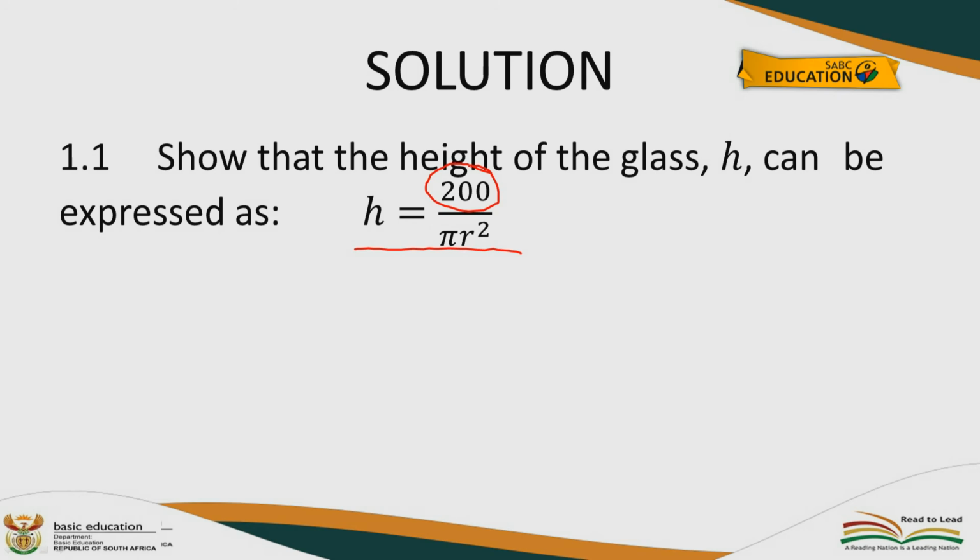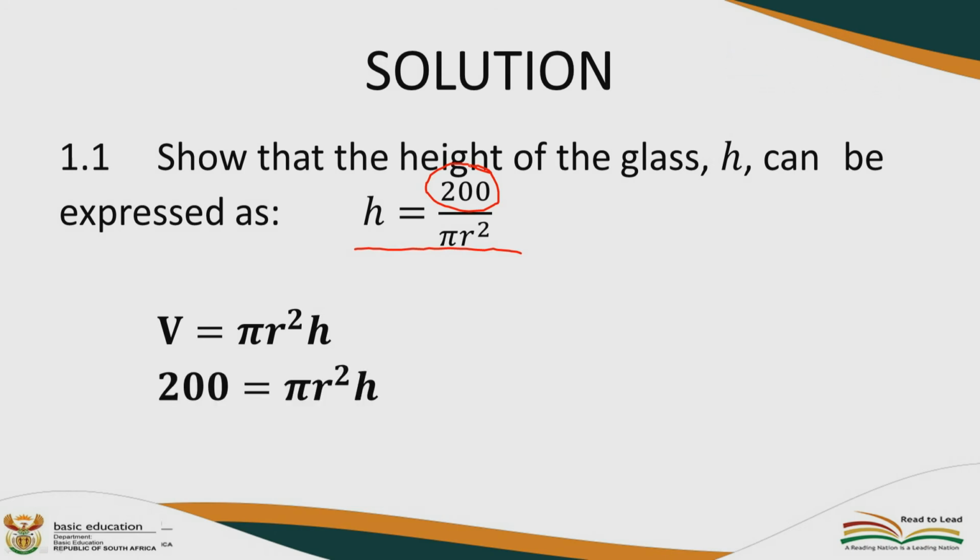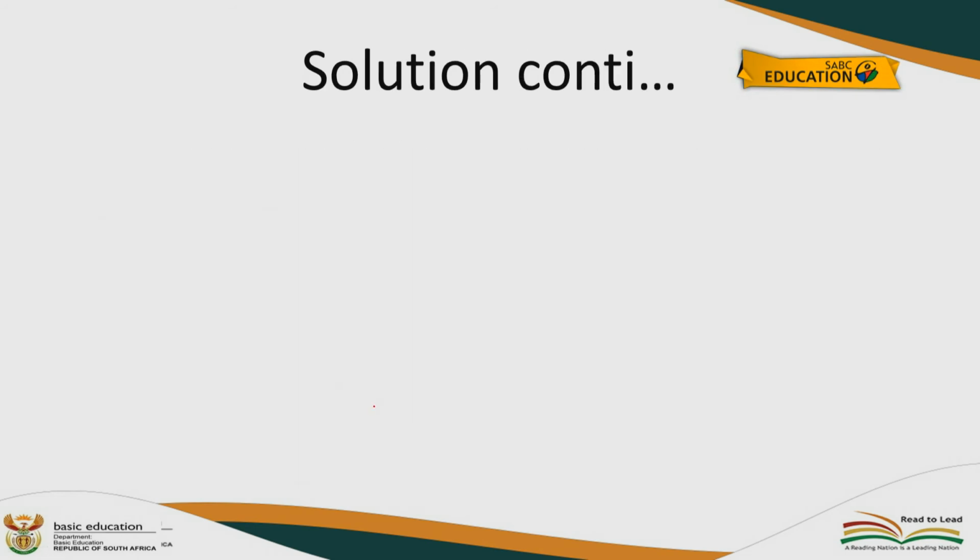The volume of a cylinder is given by the area of the base times the perpendicular height. Our base is a circle, so the area is pi r squared times the height of our cylinder, which is h. So the volume is given as pi r squared h. The volume was given to be 200, so we replace V with 200, and then we make h the subject of the formula. We find that h is equal to 200 over pi r squared. So that's what we were asked to show. Pretty simple. Let us quickly go to the next question.